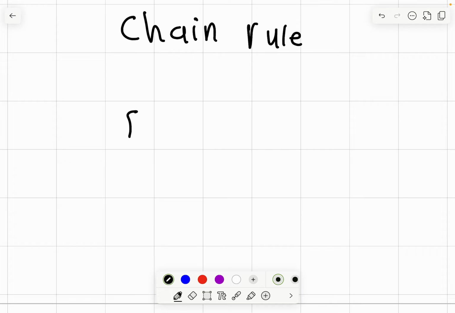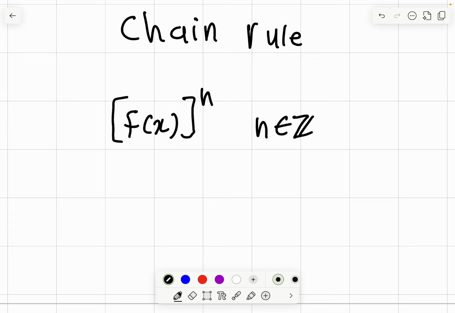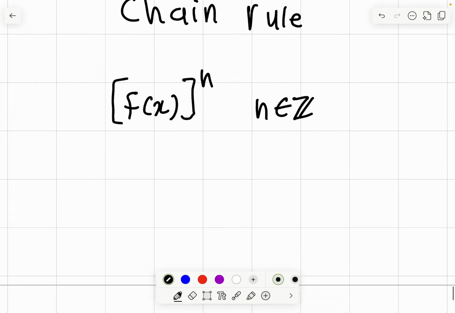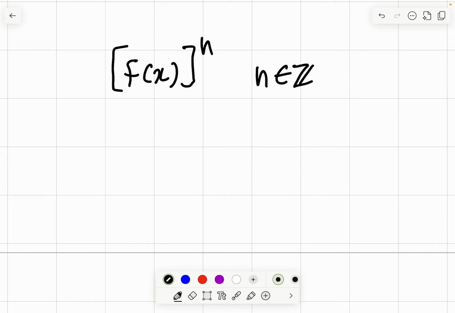Suppose you have a function, and that function is raised to any number, any exponent, n. And let me say n is an element of the integers, any number, integers. So if they ask you to derive this thing, find d over dx, what is the derivative of that thing?